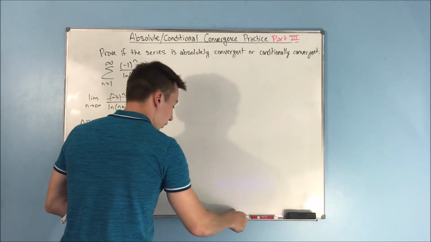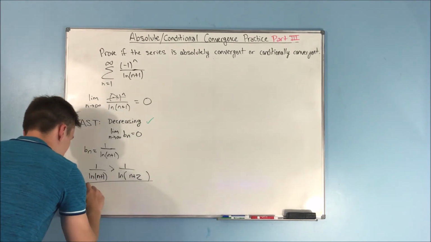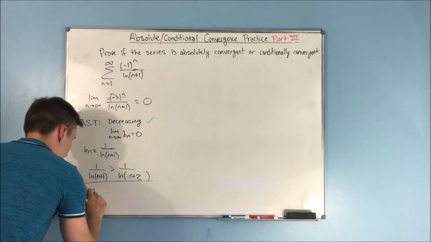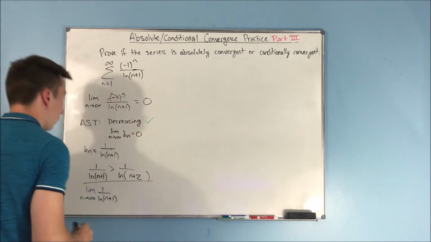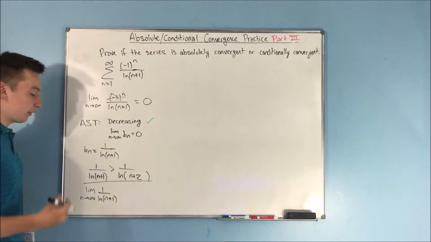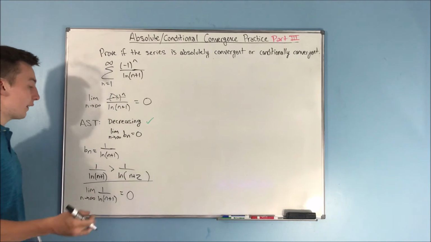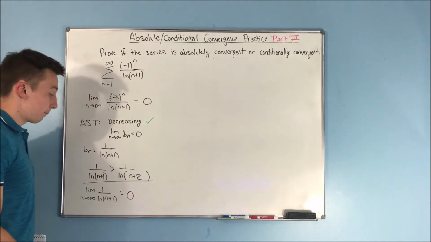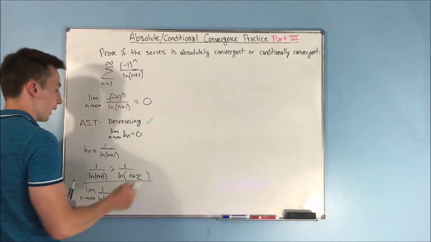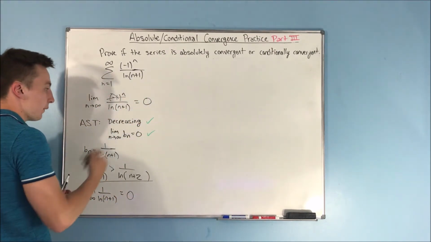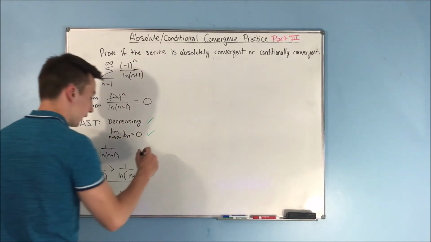The last thing that we need to do is take the limit as n approaches infinity of 1 over natural log of n plus 1. And of course, as we saw in the test for divergence, this limit is going to equal 0, whether you have that negative 1 to the n there or not. So we know that the limit as n approaches infinity of b sub n is 0. Our conditions have been met, so that means that this is convergent by the alternating series test.